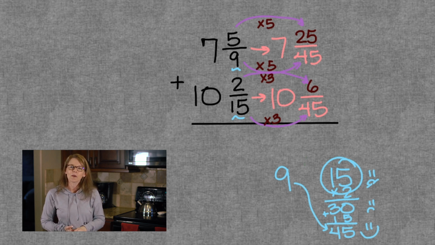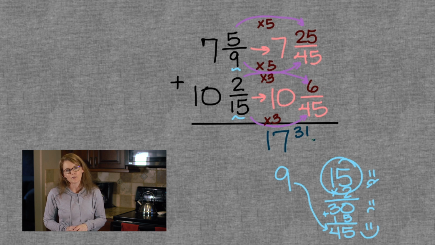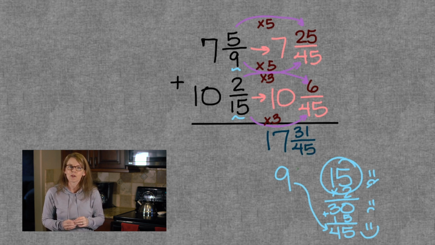First, we'll add the whole numbers. 7 plus 10 equals 17. Put that here. Add our numerators, remembering those are the number of pieces. 25 plus 6 equals 31. That goes on the top of our little fraction. Bring down the denominator of 45 that we worked so hard to get for a total of 17 and 31/45.